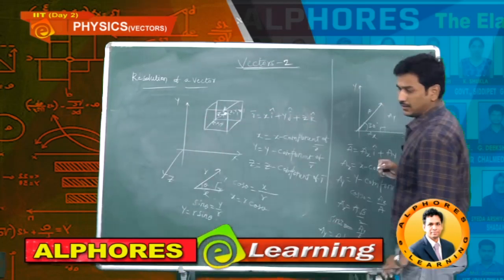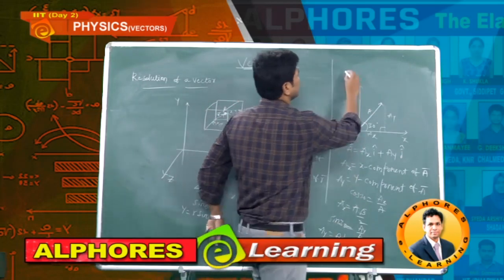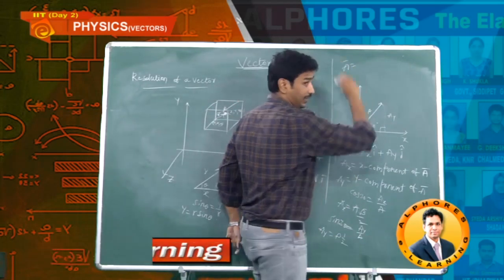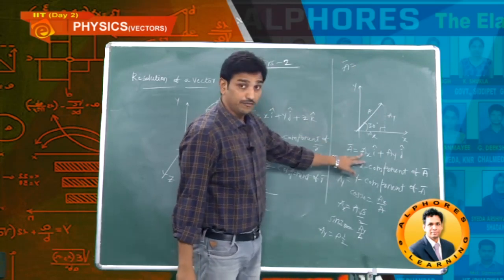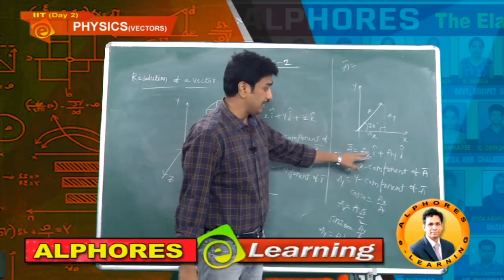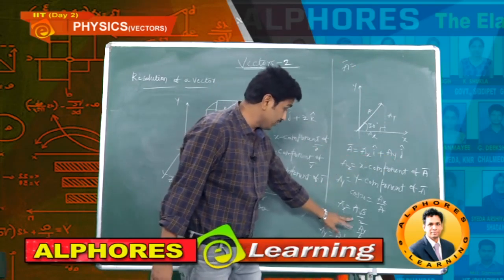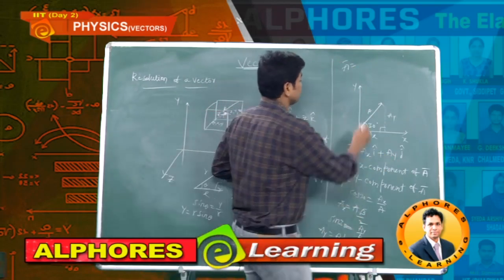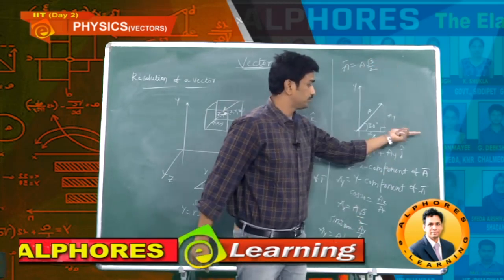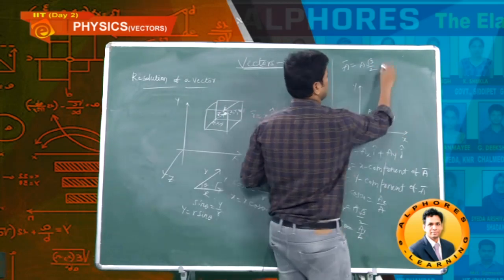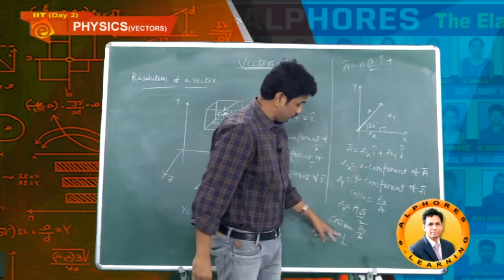Finally, here what is A bar? A bar is a vector, it is in 2D. We have considered that it is Ax i cap plus Ay j cap. Ax, what is the value? A root 3 by 2, in the direction i cap. Ay, what is the value? A by 2.